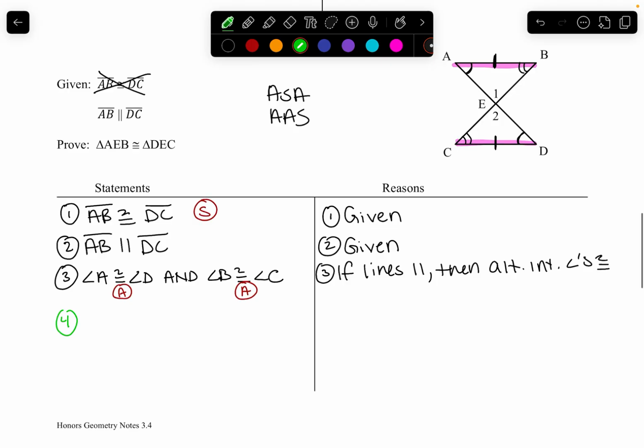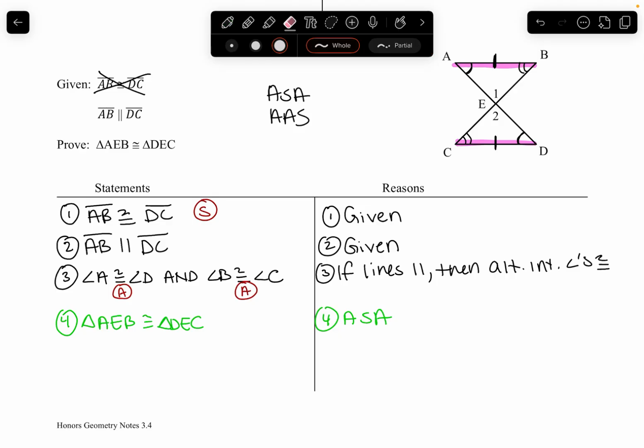I can say that these 2 triangles are congruent. AEB is congruent to triangle DEC. And when you look at your picture up there, you have angle side angle. Okay, so that is one way to prove that your triangles are congruent.